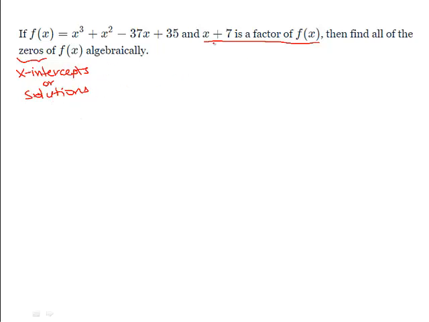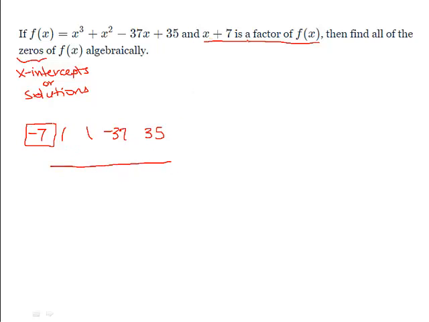So here we go. We are going to use our synthetic division. I'm going to put a -7 in the box. How did I know to put a -7 in the box? That's the value that makes x plus 7 equal to 0. Next, I'm going to use the coefficients from my cubic. So that's going to be 1, 1, -37, and positive 35. So that setup is the most important thing, right? Because if we mess this up, then everything else is going to be wrong.